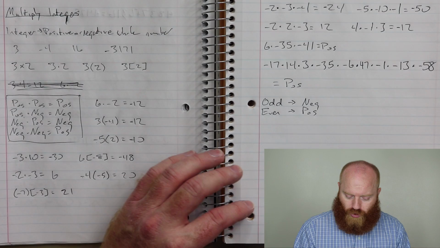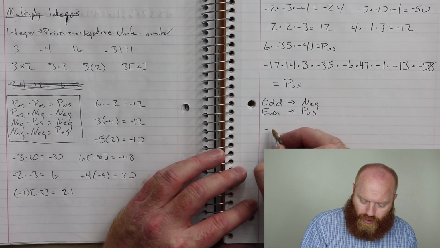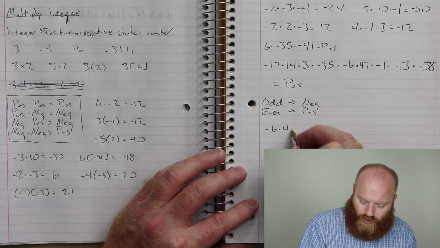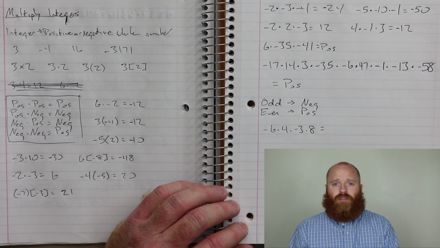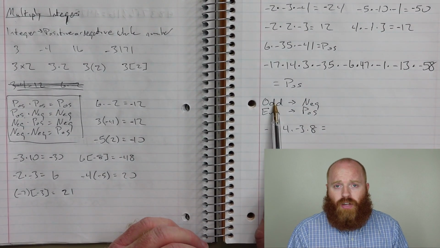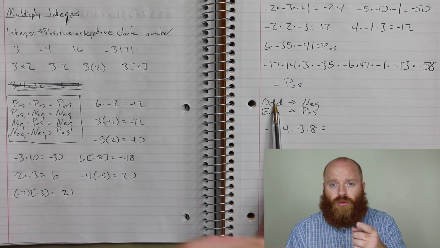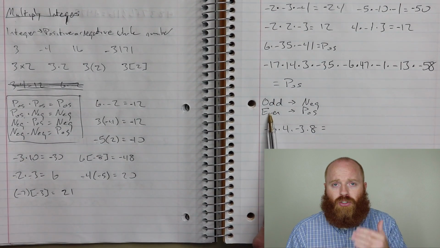Hold on, let's practice a few more of those. Negative 6 times 4 times negative 3 times 8. Is that going to be positive or negative? If there are an odd number of negatives, odd numbers are like 1, 3, 5, 7. Even numbers are 2, 4, 6, 8.